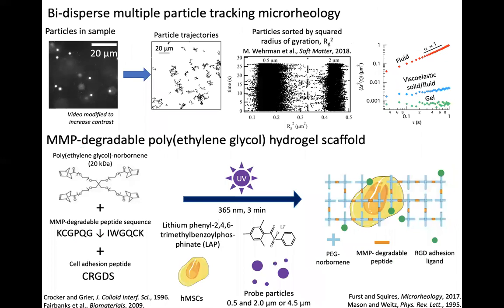migration. So the technique that we use is biodisperse multiple particle tracking microrheology, and in this technique, video microscopy is used to measure the Brownian motion of fluorescently labeled probe particles embedded in the sample. And then we can use classical tracking algorithms to generate and calculate these different trajectories within the material.